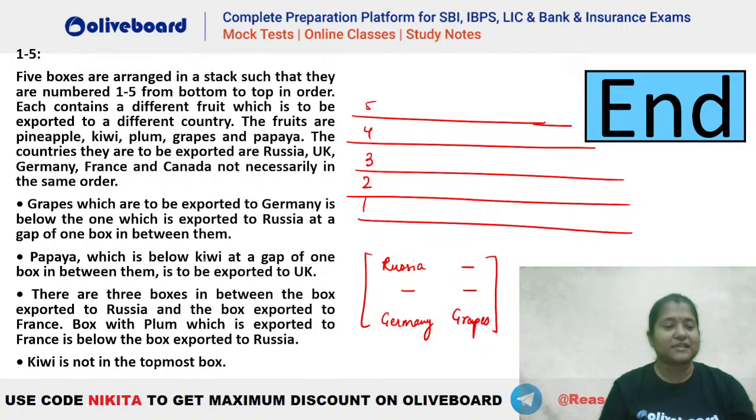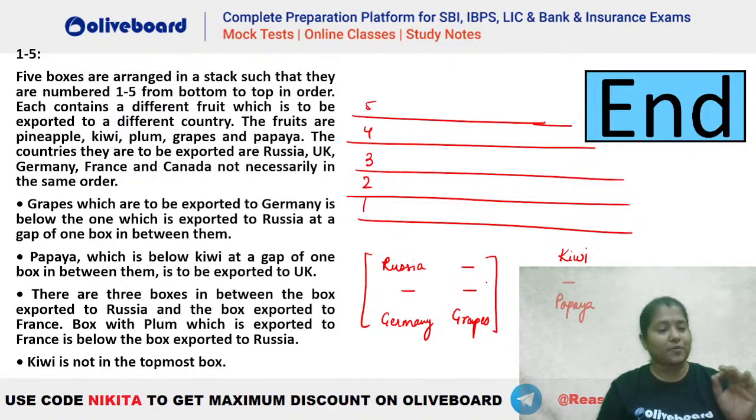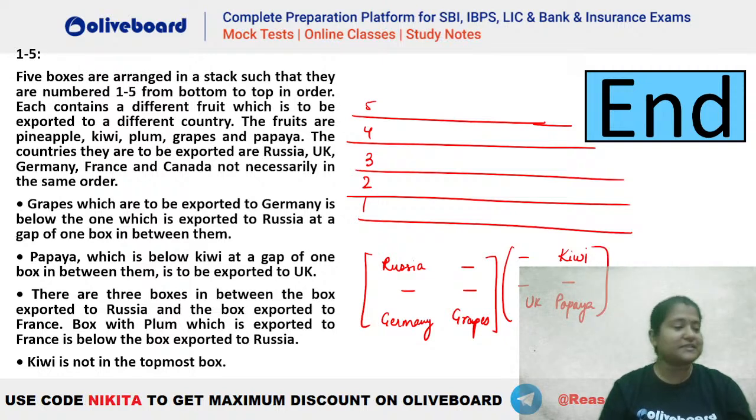Now, papaya, which is kept below kiwi at a gap of one box in between them, is to be exported to UK. So again, you can see that papaya is below kiwi, right? So kiwi, let's say, is this one. So then we have papaya at a gap of 1. Let's say this is your papaya, okay? So papaya, which is below kiwi at a gap of 1 in between them, is to be exported to UK. That means papaya is to be exported to UK here, right? So papaya is from UK. Okay, so this is the kind of situation. That is the second one. Okay, this is the second hint that has been given here.